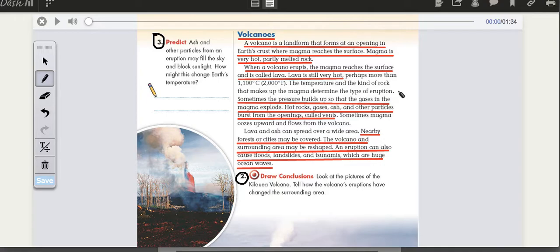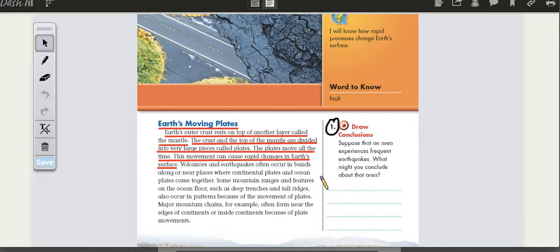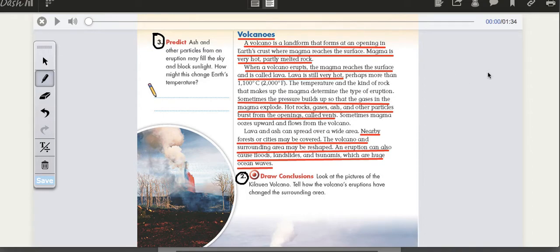Let me make a quick summary of what we said. We said that the Earth's crust is made of big pieces called plates, together with the top of the mantle, which is another layer at the top of the Earth's outer crust. These plates move all the time. Sometimes we don't feel this movement, sometimes we do. And the volcano was the first example we talked about concerning the rapid changes to the Earth's surface.